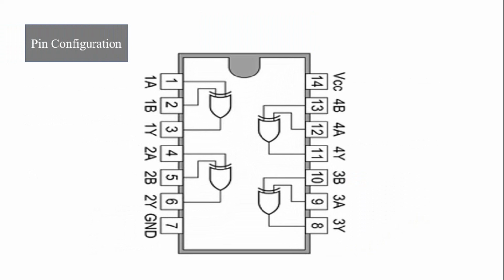Now the pin configuration of XOR gate. It is also a 14 pin IC. So pin number 7 is ground and pin number 14 is VCC. There are 4 XOR gates in this IC. You can see the input-output combination of 4 gates.